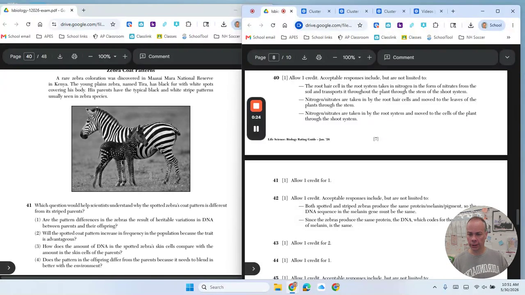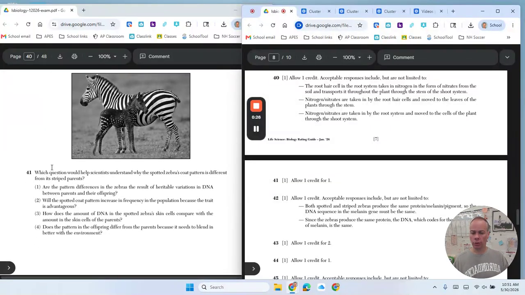typical zebra coloration. And then question 41 is asking which question would help scientists understand why spotted zebra's coat pattern is different from its parents. So again, here we're focused, the question should be focused on the spotted zebra and why it's different from its parents. So that's important because some of these choices may seem correct, but they're not focused on the inheritance of this pattern. So let's read the choices.